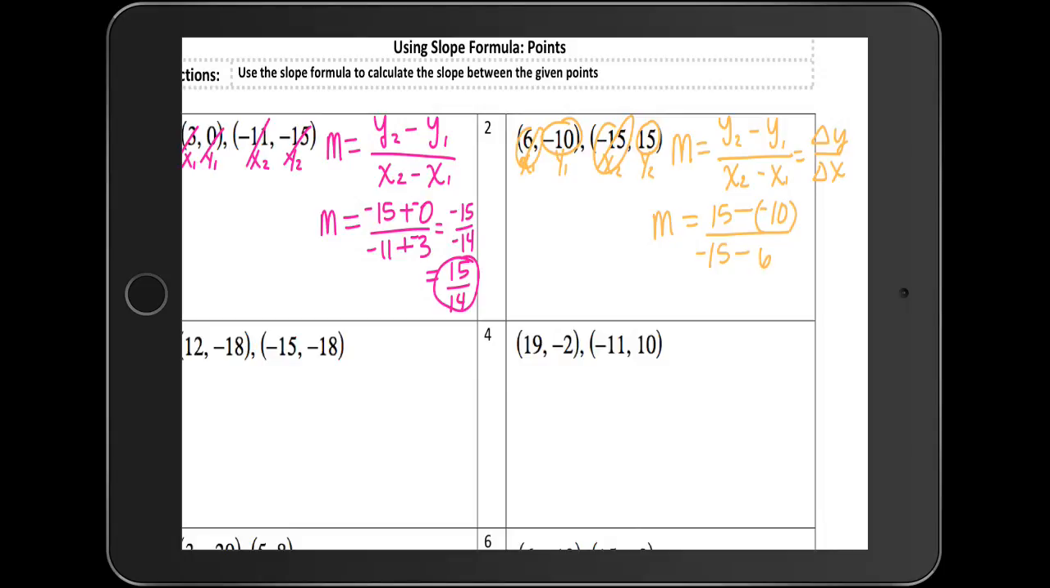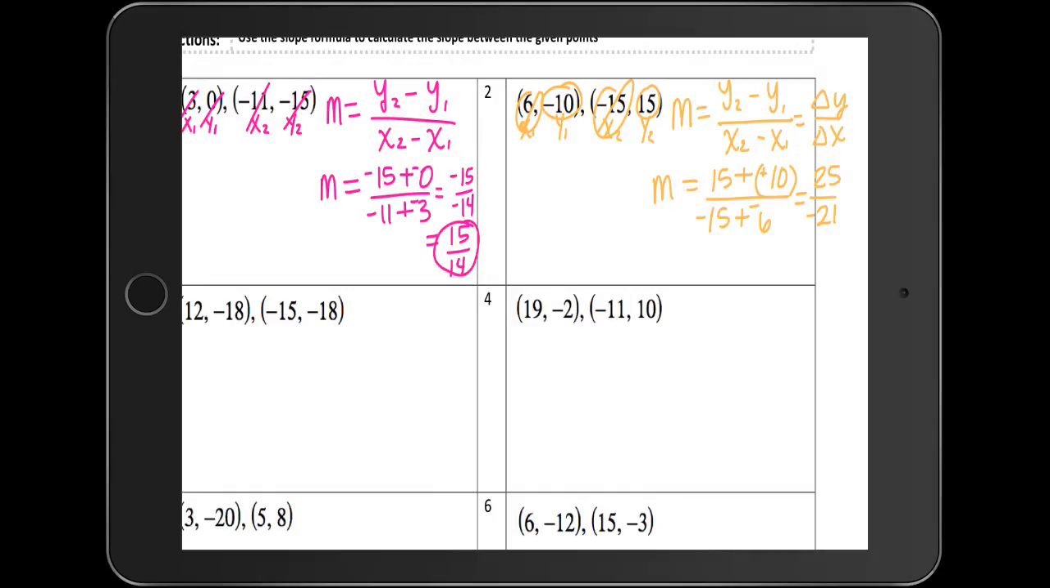And again, I have a lot of integers here, so I want to make sure I'm using my integer rules. So at the top, I'm going to keep, flip, change. So I actually have 15 plus 10, which gives me 25. In the bottom, I'm also going to keep, flip, change. And I have negative 15 plus a negative 6, which gives me a negative 21. So I know a positive divided by a negative is really negative, so I know this is a negative fraction of 25 over 21. And that is my slope for problem number 2.